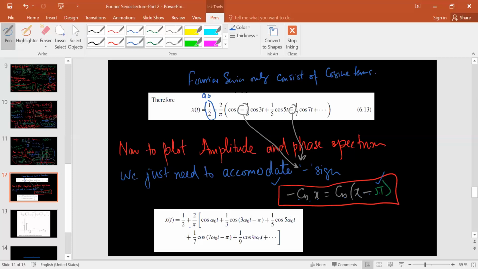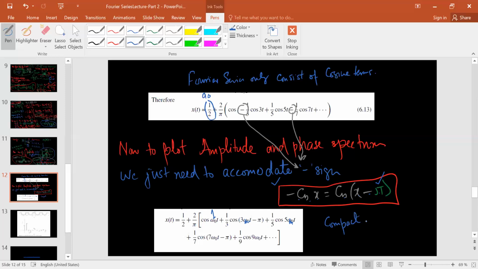So if I do this, now here is what it is, cos omega naught t. And in this case, I feel that you should not put this omega. The reason is that omega here is 1. So it's cos t. This is cos 3t. If I remove this omega, because omega is 1, 5t. And now this is already in the compact Fourier series. I don't need to do any processing.